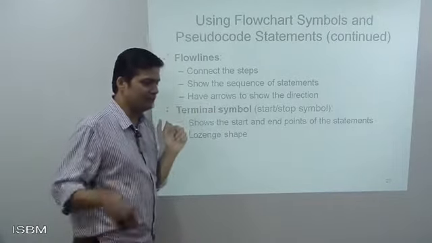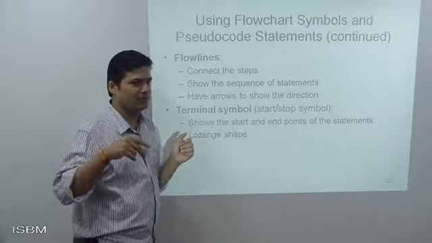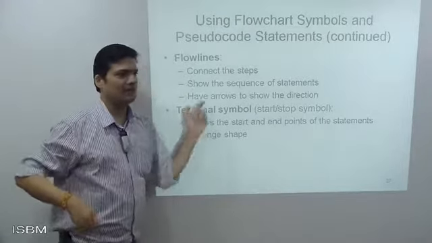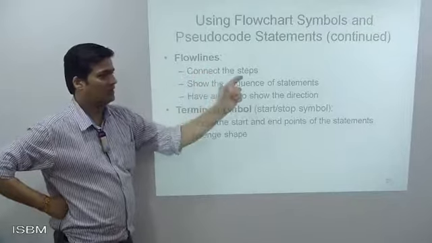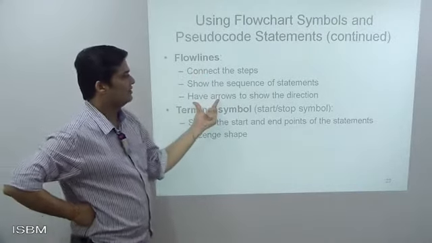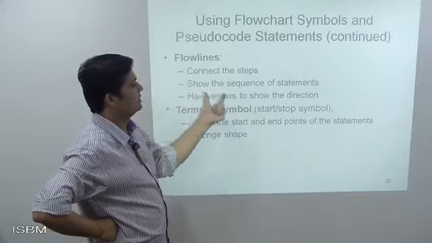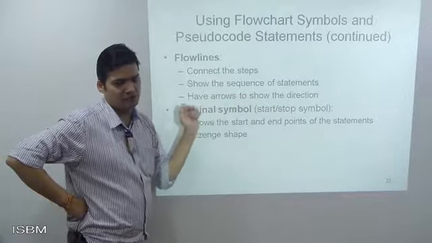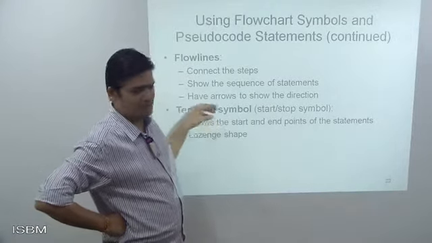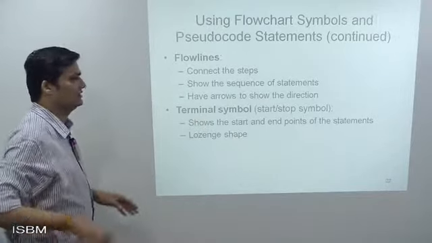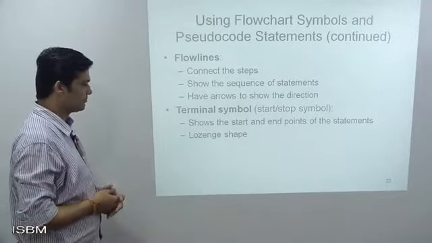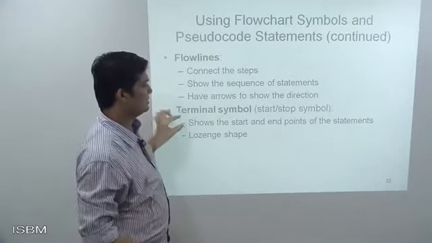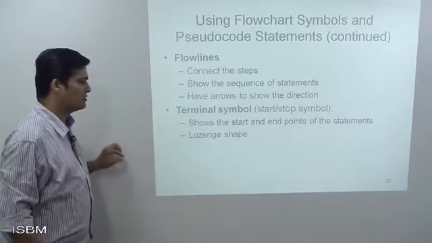So each and every time when you write the flow of any program, when you draw a flow chart, we are using arrows to show the direction. After this step, in which step do we need to go? We can handle that with the help of direction, and those directions can be followed with the help of arrows. Then the terminal symbol, start and stop symbol, shows the start and end point of the statement, in a rounded shape.